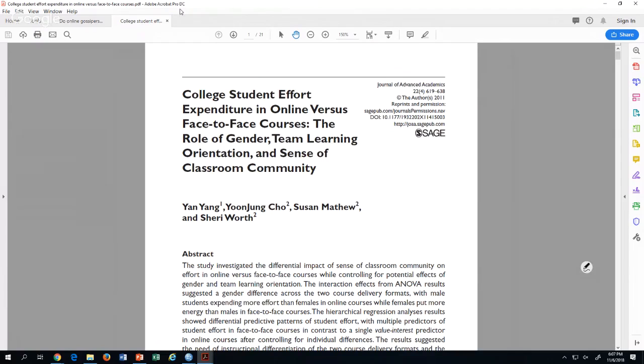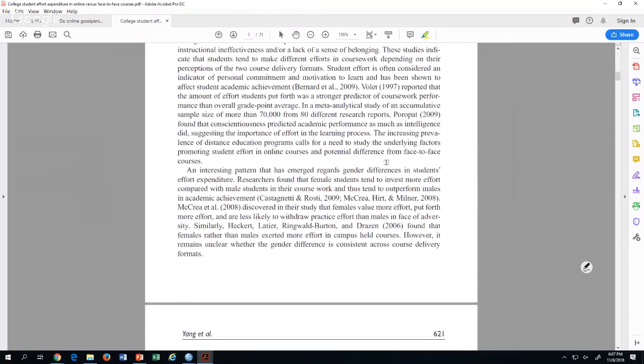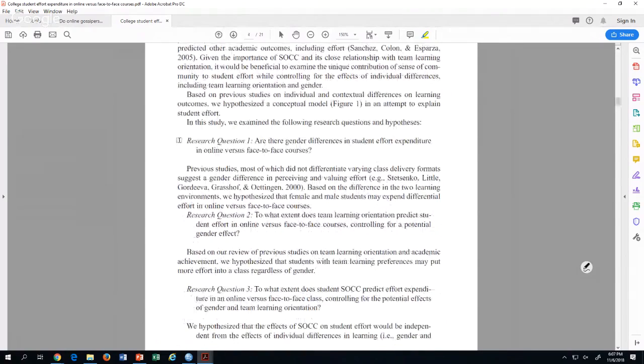Okay, let's review these two. Okay, which group had student? Okay, just that one. Okay. So this one is in the Journal of Advanced Academics in 2011. And what was the research question for this study? There were three of them, pretty explicitly stated.